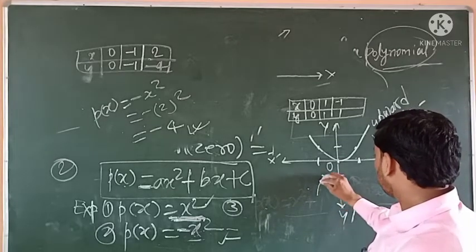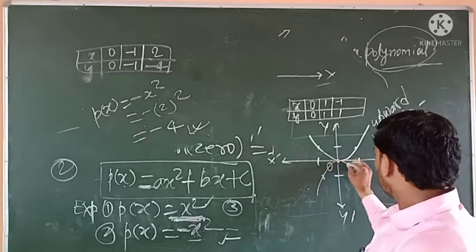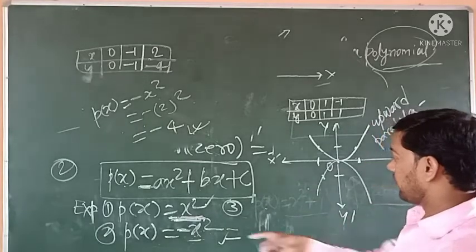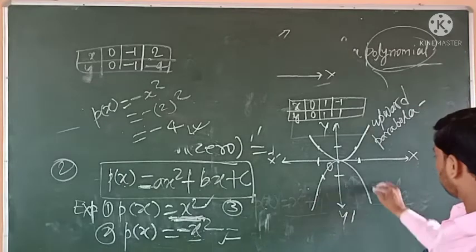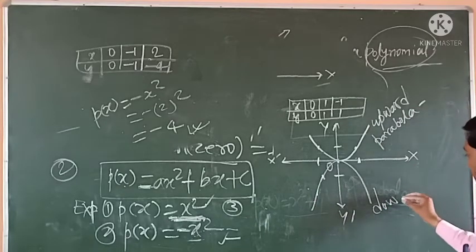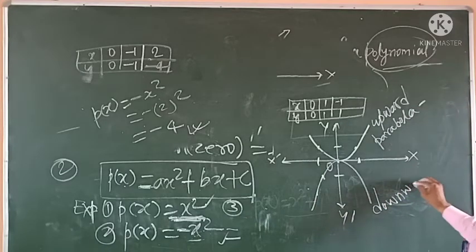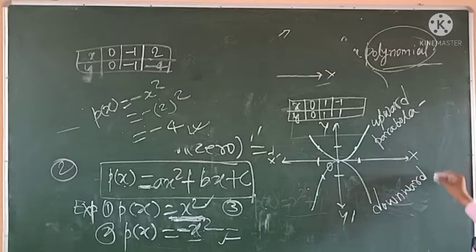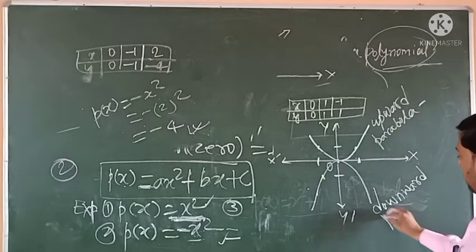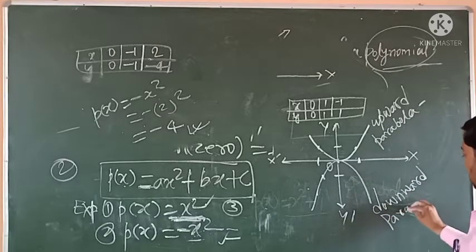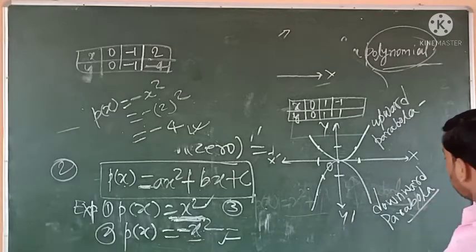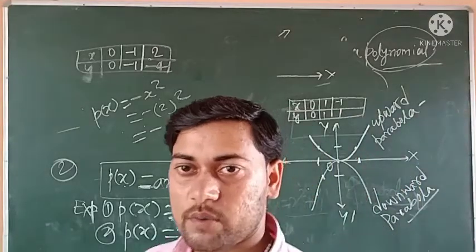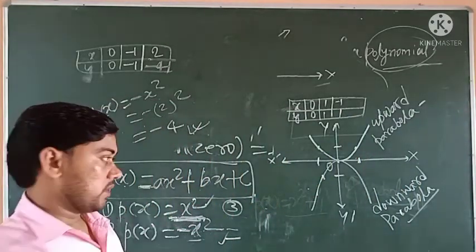So the graph of y is equal to minus x square is a downward parabola. This is a downward parabola. So there are two types of parabola, upward and downward. If the coefficient of x square is positive, then upward parabola, and if the coefficient of x square is negative, then downward parabola.